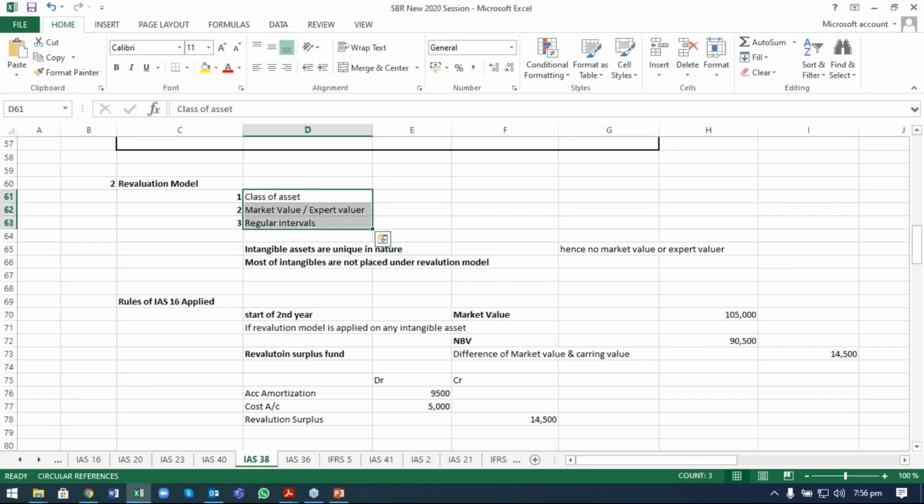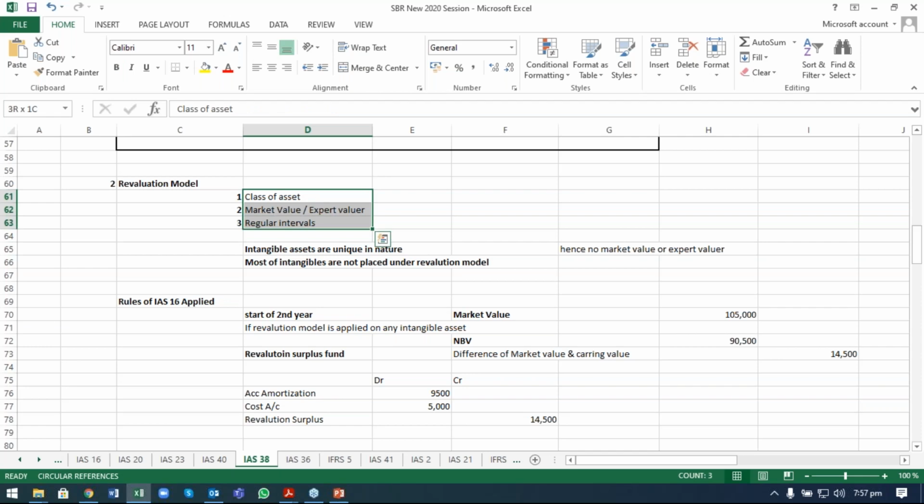Now looking into IAS 38 assets, most of the intangibles are unique in nature, and that's why they have a value. For example, if I have a piece of paper, why does that paper have a value? Because it's unique in nature, right? These are unique notes which no one else has. So if there is something unique in nature, only then it might have a specific value. Most intangibles, as they are unique in nature, you cannot apply the revaluation model to. But this doesn't mean that the revaluation model can never be applied to any intangible assets.